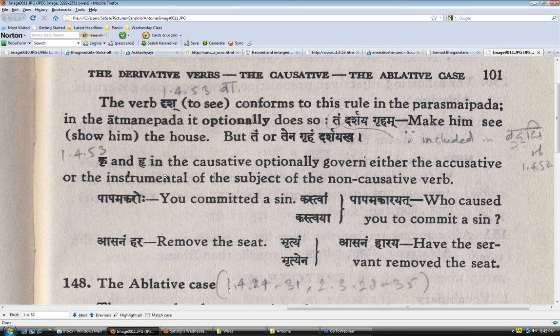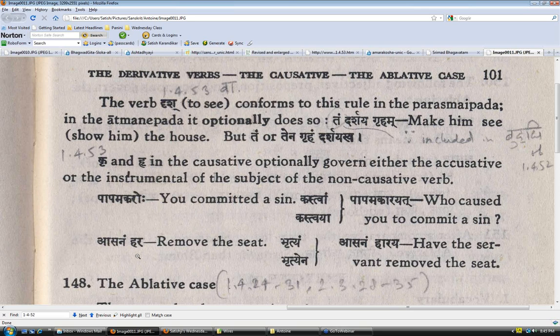So next one, asanam hara, take away the seat, remove the seat. So hara, of course, the akaroha in the prior one was the lang lakara. Hara is lot lakara. It doesn't matter what lakara it is, but as long as dhatu Ru or Kru is there in the aniyavastha, the karta of that is going to become the karma in the niyavastha. That's the simple rule.